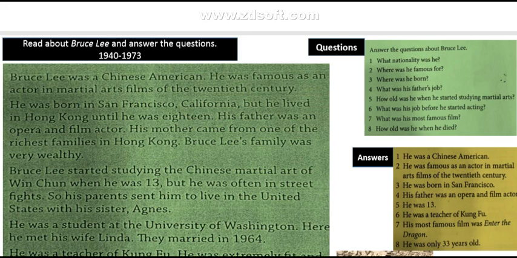How old was he when he started studying martial arts? He was 13. What was his job before he started acting? He was a teacher of Kung Fu. What was his most famous film? His most famous film was Enter the Dragon. How old was he when he died? He was only 33 years old.